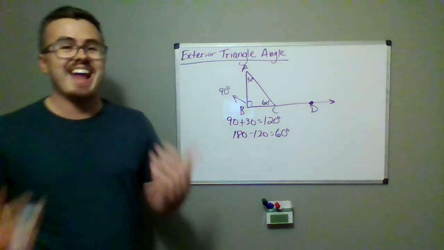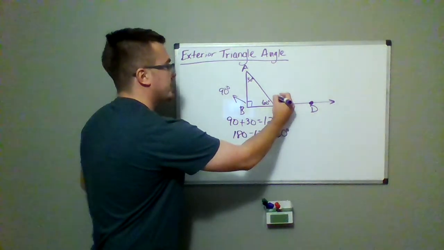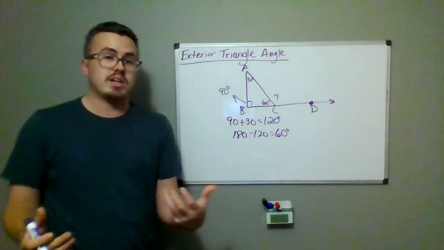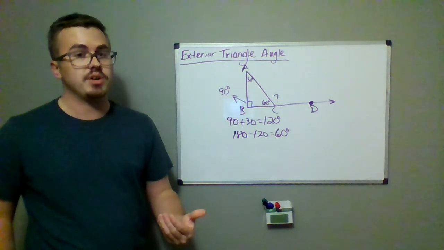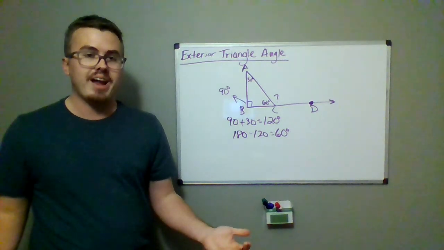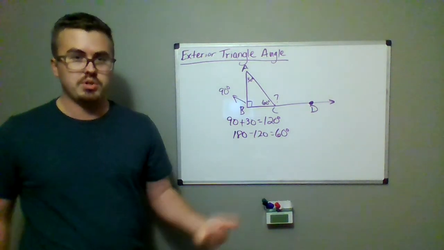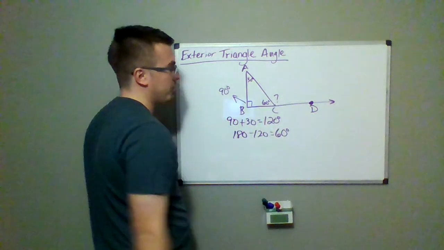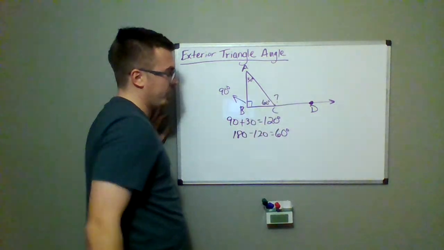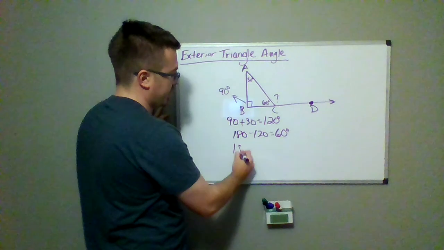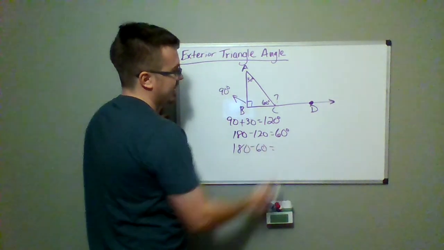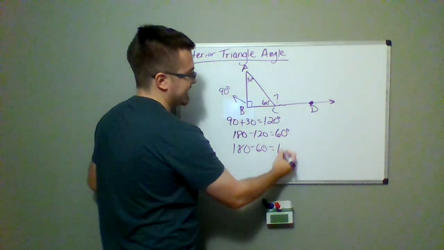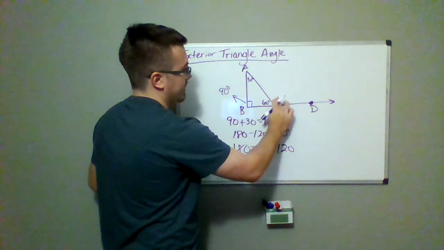Now let's look at that exterior angle. I'm going to put the question mark on this angle here. Now, going back to our parallel lines and our transversal, if we have supplementary angles, we know that they add up to 180 degrees. So I know that 60 plus something is going to give me that angle there. So if I do 180 minus 60, it's going to give me my missing angle. And 180 minus 60 is 120 degrees.